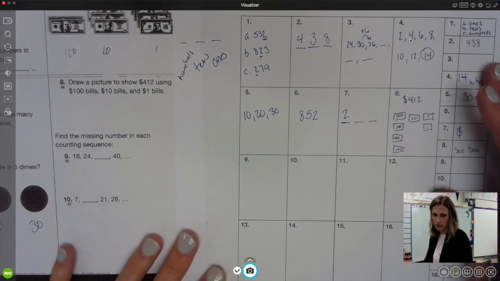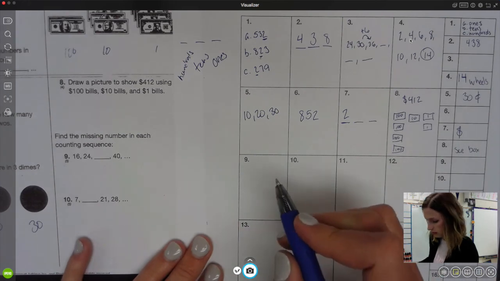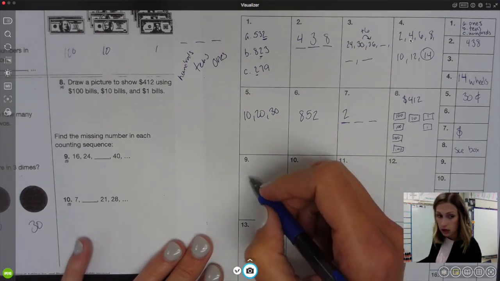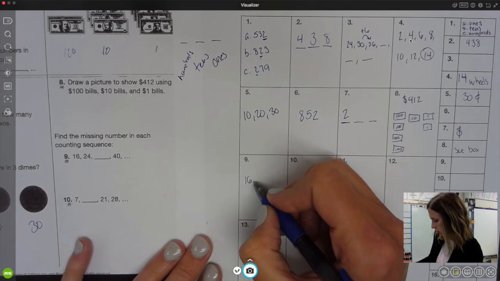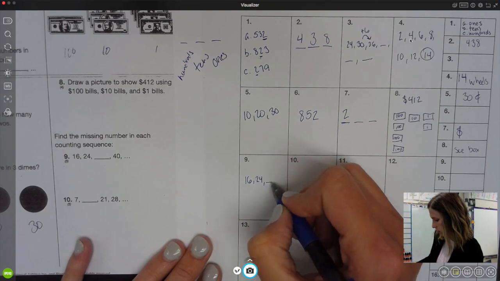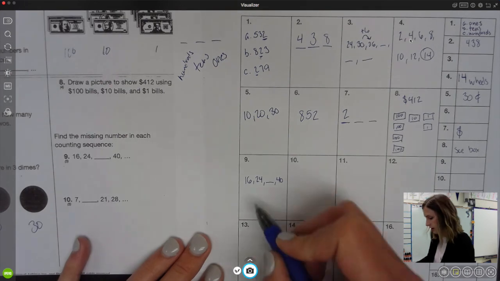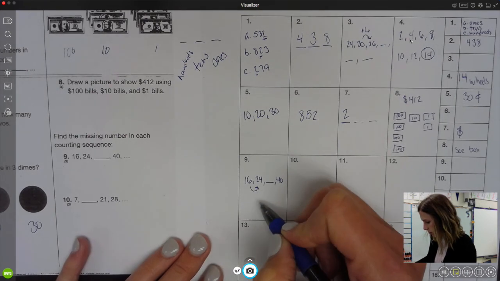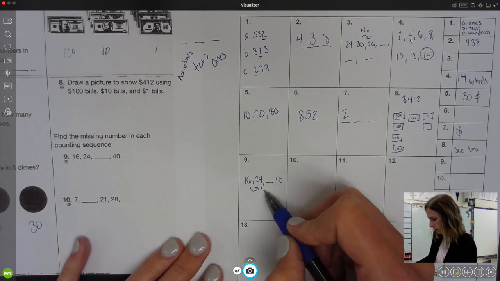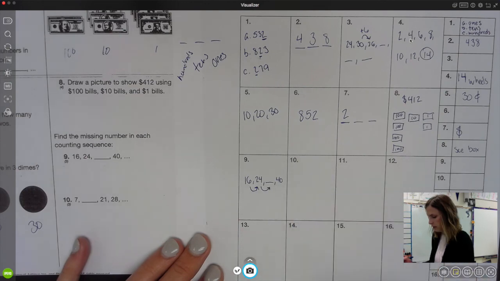9 and 10, we've got some missing numbers in a sequence. 16, 24, blank, 40. Figure out how much we're counting by, and then do that same thing to get the missing number here. Pause the video. When you're done, press play.